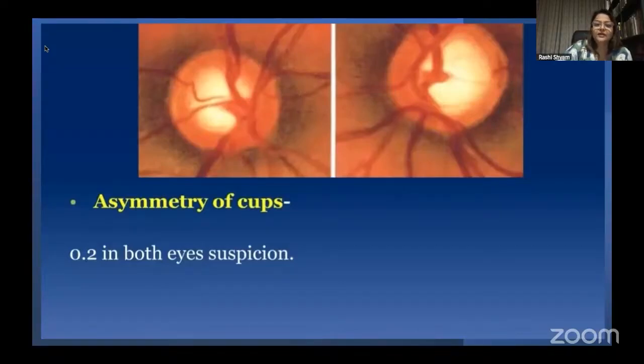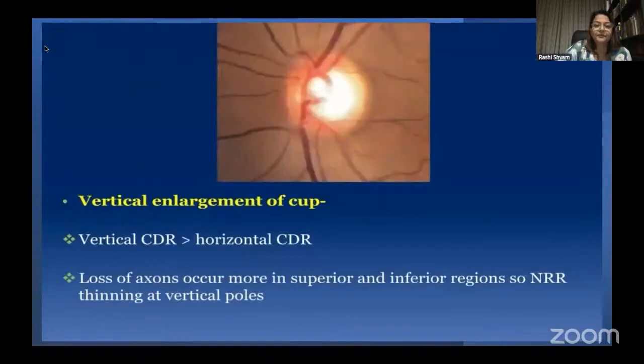The other soft sign is that there may be an asymmetry of 0.2 in both eyes. This is present normally also, but when there is an asymmetry of 0.2 between the two eyes, then it is a red flag. Third is the vertical enlargement of the cup. So the vertical CDR is more and the horizontal is less. This is because the loss of axons occurs more in the superior and inferior regions, so there is more neuroretinal rim thinning at the vertical poles.